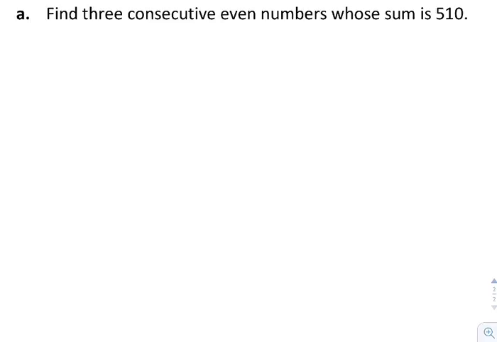The first step in any worded problem is to use a highlighter or a pen to underline or highlight the important parts of a question. In this particular case, the important parts are 3 consecutive even numbers and sum is 510. Our first step is to arithmetically show 3 consecutive even numbers.